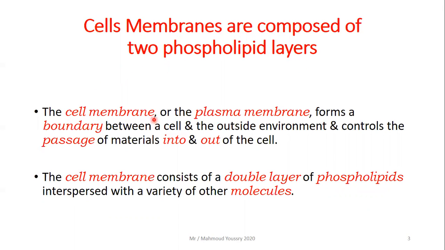The cell membrane, or the plasma membrane, as you will sometimes find it named, forms a boundary between a cell and the outside environment, and it controls the passage of materials into and out of the cell. The cell membrane consists of a double layer of phospholipids interspersed with a variety of other molecules.